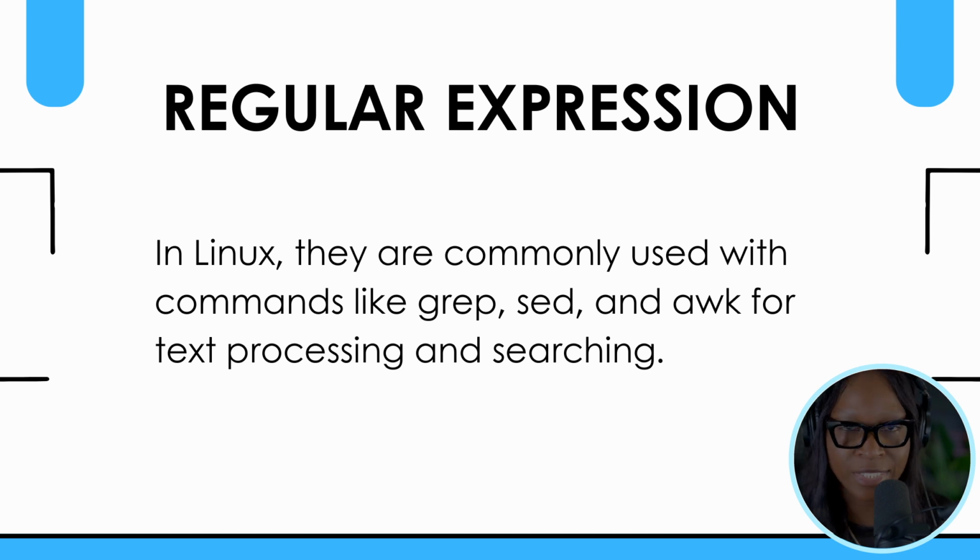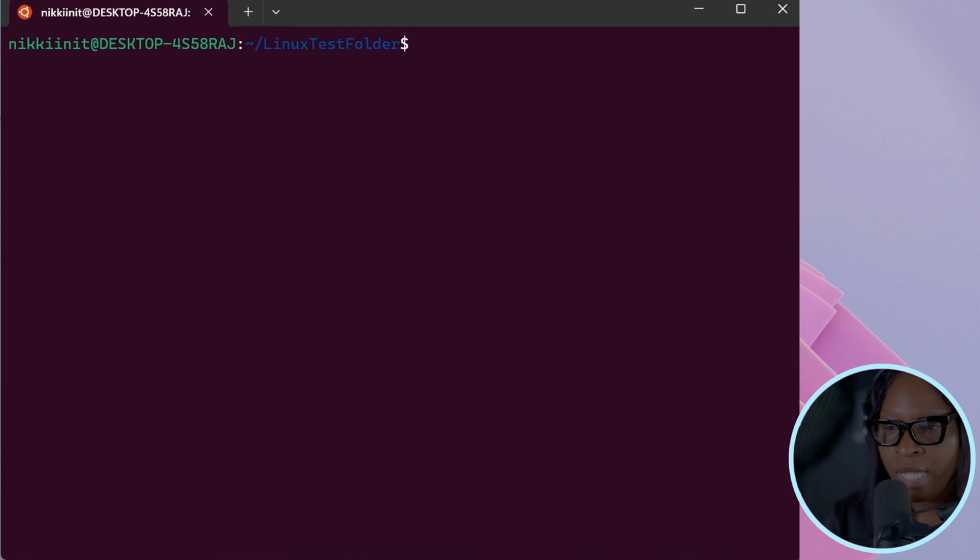Now in Linux we use regular expression to search for some type of text in a file, or we also use regular expression to find files, right, based on the pattern. In Linux, they are used with commands like grep, sed, and awk. And grep, sed, and awk are text processing tools we use for searching. Now, let's get a little bit hands-on and let me just demonstrate more how grep works on your system.